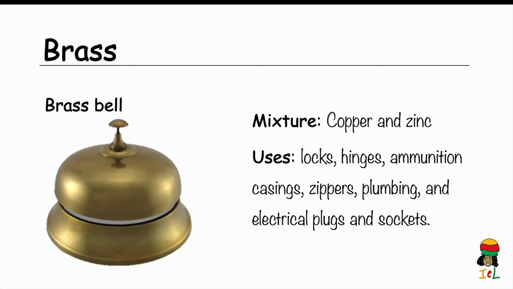Next is brass. To the left of the screen, we will see a countertop bell made from brass. Brass is a mixture of copper and zinc. Zinc is typically brittle while copper is too soft, but when mixed, the alloy, brass, is much stronger than the individual pure metals from which it was made. So brass is not too soft, neither is it too brittle.